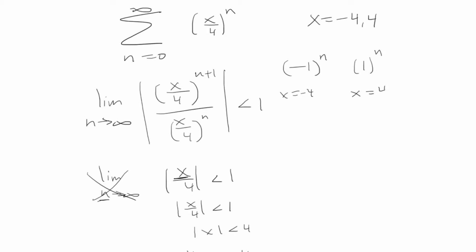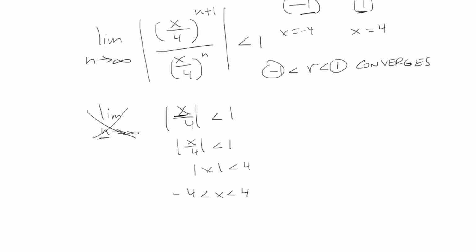In both cases, the ratio is not in the interval from -1 to 1, because that is when the geometric series converges. They're both at the endpoints. So both -1 and 1 are at the endpoints, which we do not include in order for it to converge. So obviously that diverges, and we're just going to leave the interval as it is.